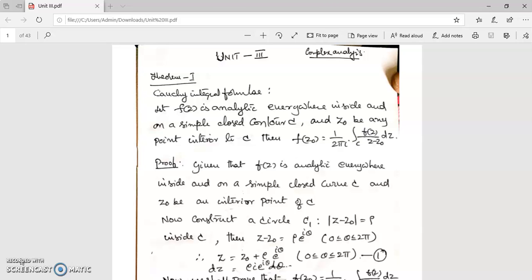Cauchy's integral formula: if f(z) is an analytic function everywhere inside and on a simple closed curve C, and z0 is any point interior to C, then the function f at z0 is equal to 1 by 2 pi i times the integration of f(z) by (z minus z0) over C dz.